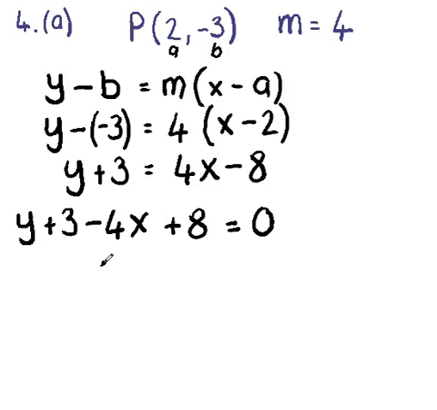So collecting our like terms, well, we have two numbers here. We have plus 3 and we have plus 8. So that gives us y minus 4x, and then we have 3 plus 8, which is plus 11, and that's equal to 0. And that's our final answer.